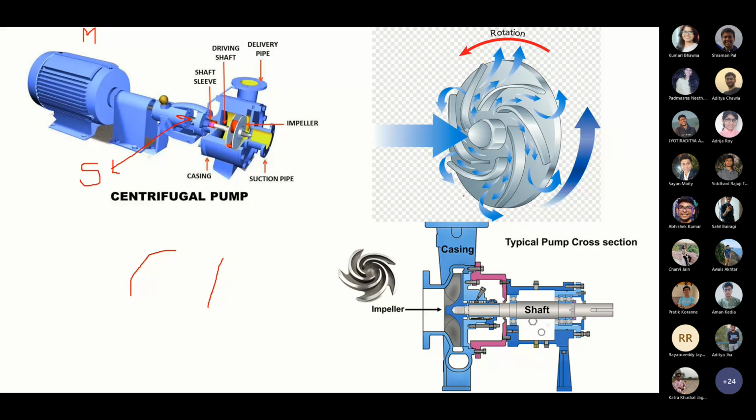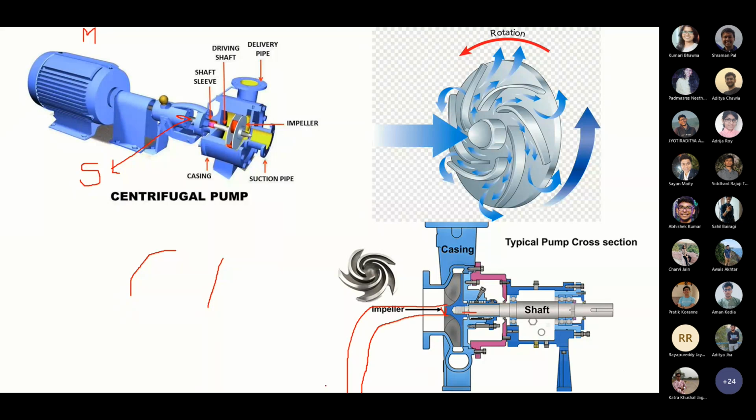So you can see here, I just put a cross section. This is the shaft. When the shaft rotates, then the whole casing rotates. This is the impeller casing. Whole impeller casing rotates, but the vacuum generates at the center. This center is connected to the well or whatever the tank from where we need to pull the water.